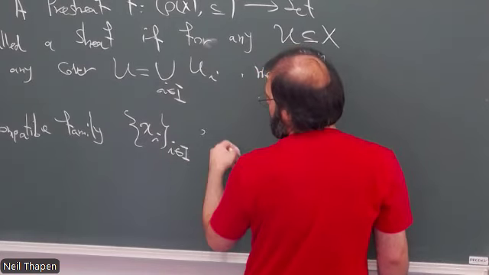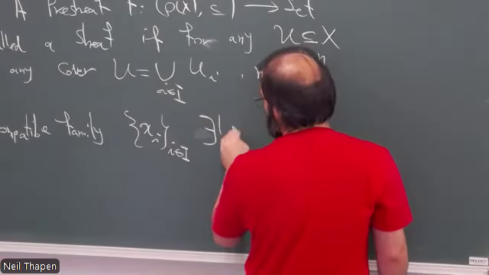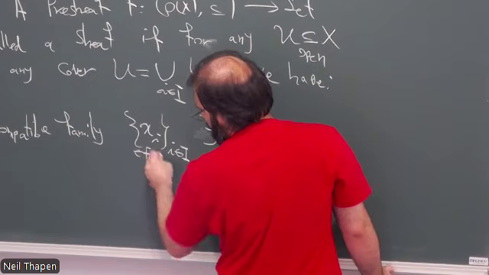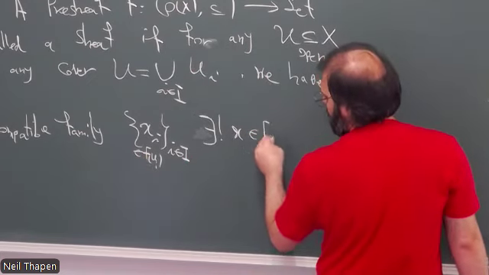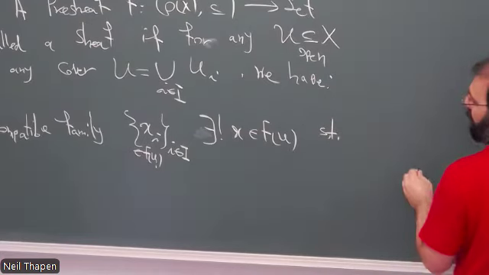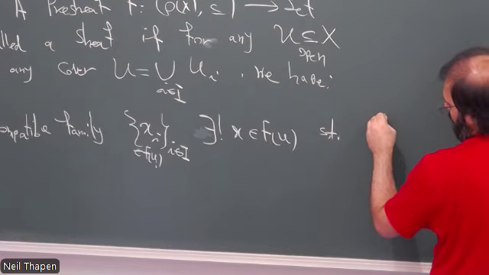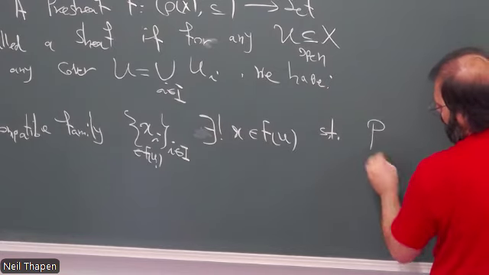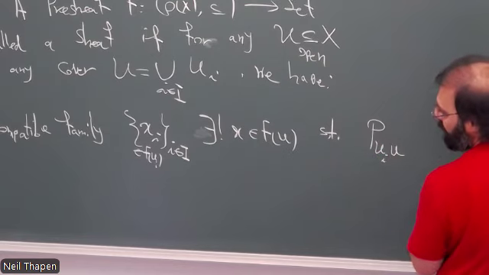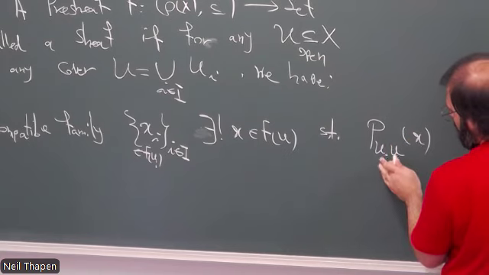I will explain what it is. There exists a unique x. These x_i are in F(U_i), and this x is in F(U), such that rho of U to U_i of x equals x_i.